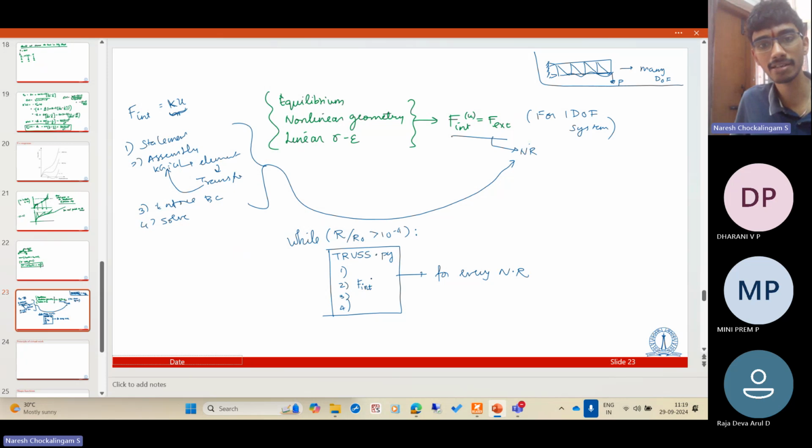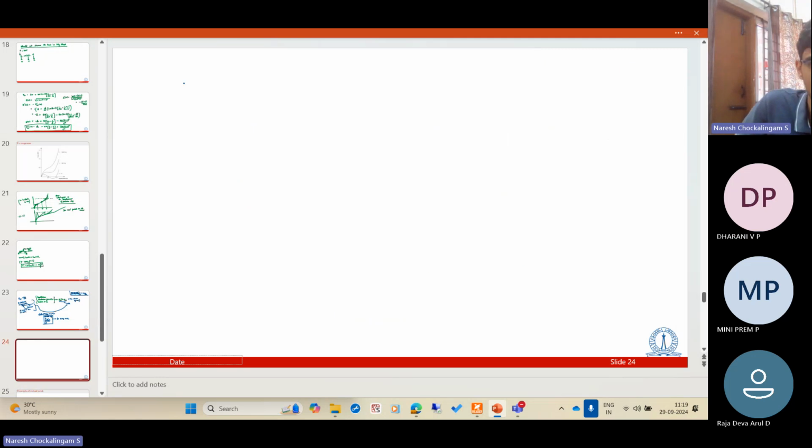Okay, good. This will give us F internal, but Newton-Raphson also requires something else, right? Apart from F internal, what do we need for the Newton-Raphson to work? F dash. F dash, okay, but F dash is in the case of 1 degree of freedom system, but F internal is a vector function of U1, U2 up to UN. So what is the equivalent for F dash?